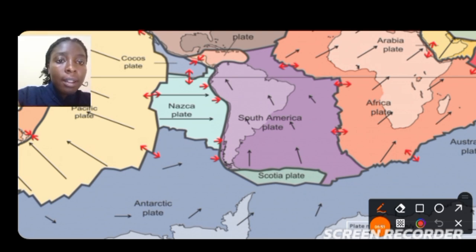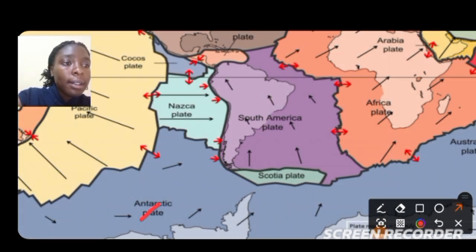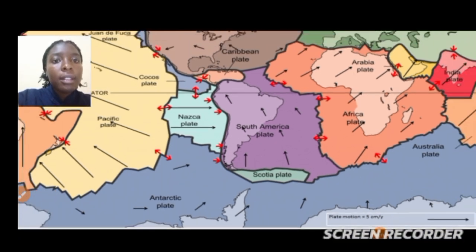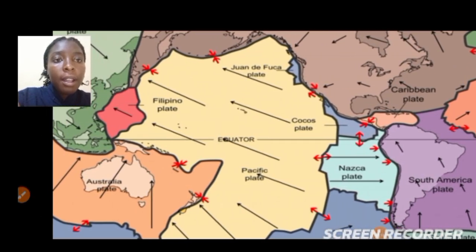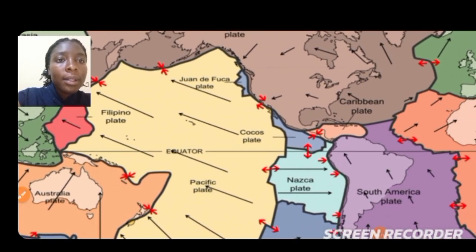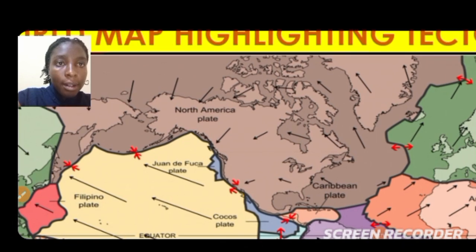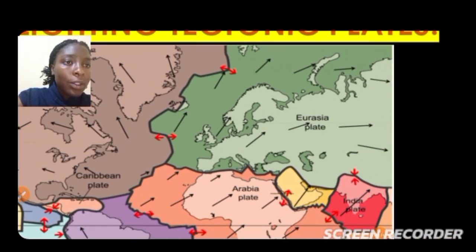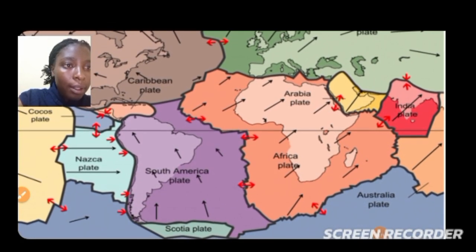We can see the Atlantic plate, as my arrow indicates, the South American plate, and also without forgetting the Pacific plate, the Australian plate. See also the North American plate on the northern side of the world. We also have the Eurasian, the Arabian, the Australian.